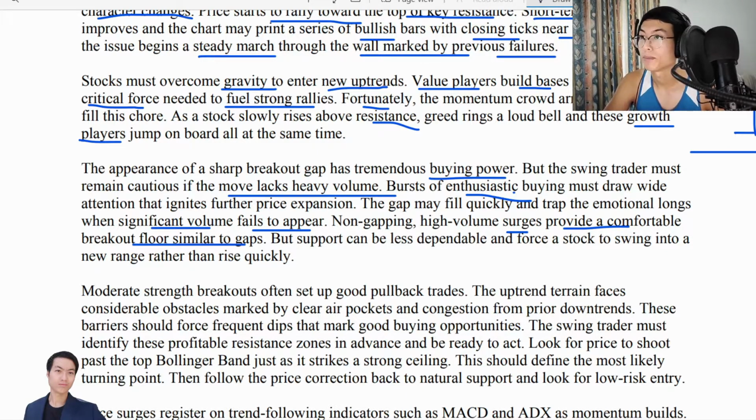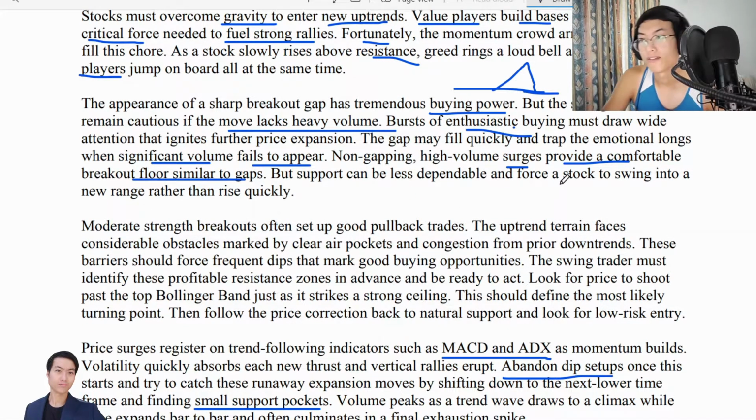All right, so what I mean by retest, you might want to wait for something like this. So this area, it breaks out, then it retests back the previous resistance turned support. Okay, resistance turn support, I mean. So then you want to take a position there. But support can be less dependable and force a stock to swing to a new range rather than rise quickly. Okay, so moderate strength breakouts often set up pretty good pullback trades.